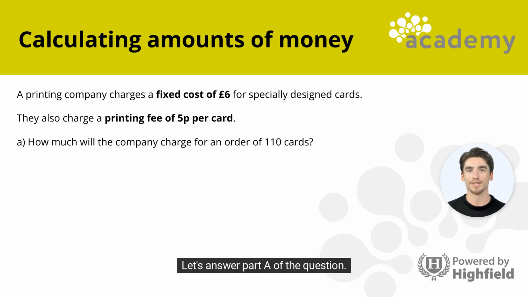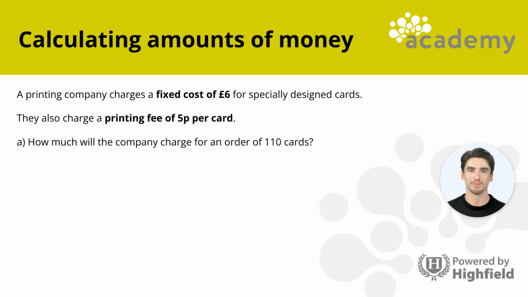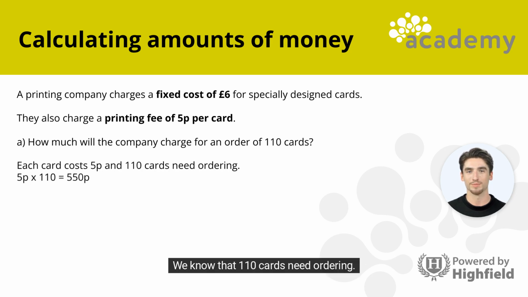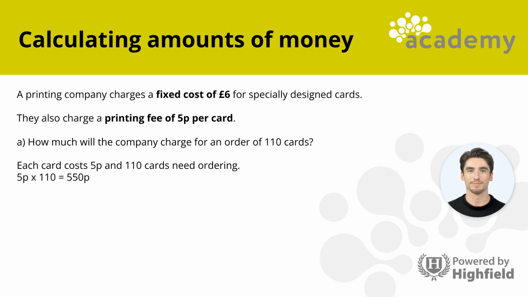Let's answer part A of the question. We know that 110 cards need ordering. We also know that each card costs 5 pence. Therefore, we need to multiply 5 pence by 110. This gives us 550 pence.